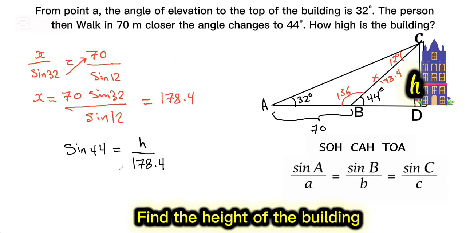And now we could just cross multiply the 178.4 into sine 44. So h equals 178.4 times sine 44. And that's going to give us the height of the building, which is 124 meters high. This is exactly the kind of setup that shows up on exams.